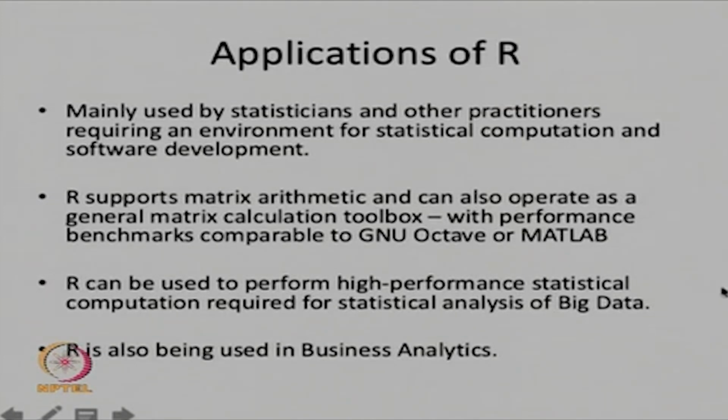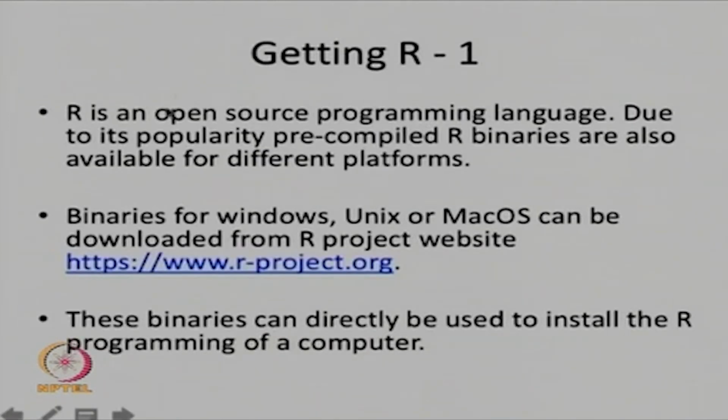And R can be used to perform high performance statistical computation, and to the extent that it is also used by the business fraternity. So, it brings us to the first question: how do you get R? R is an open source programming language, so you can download it from a website called rproject.org, and the best part about it is that it is available in all the different operating systems. You can download it for Windows, for Linux, or for Mac.